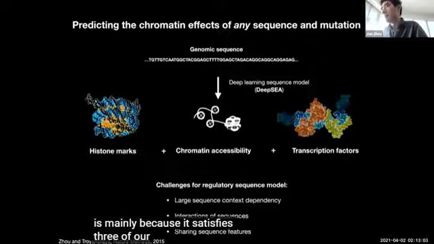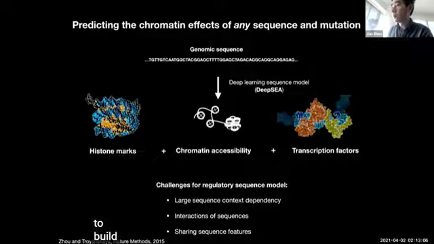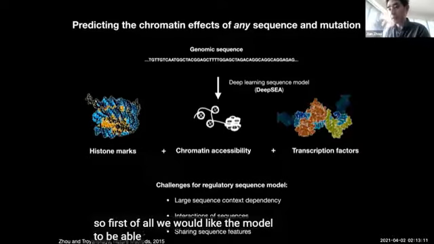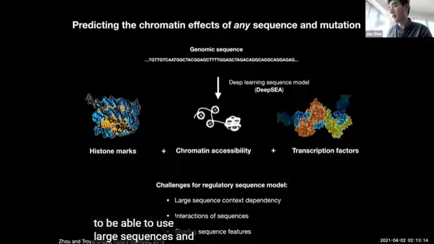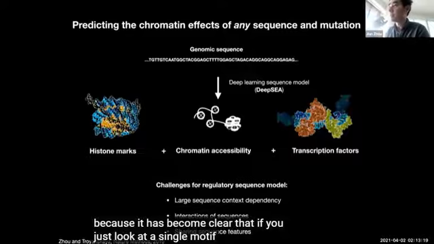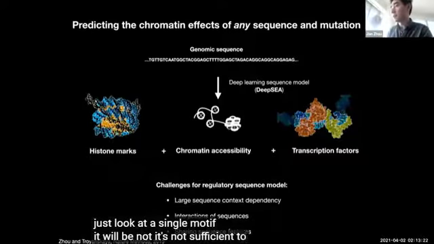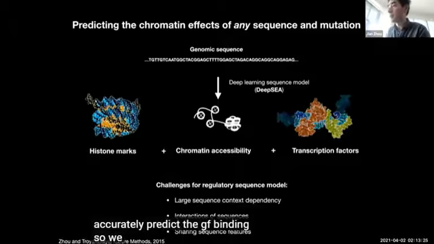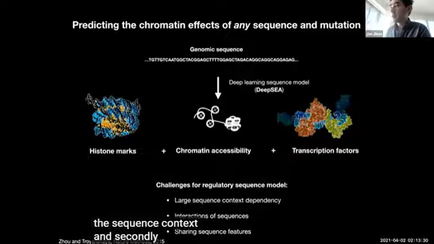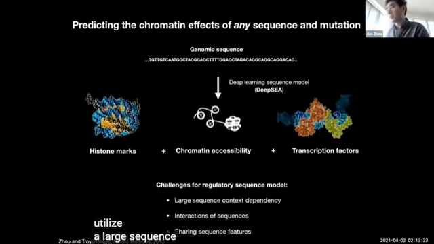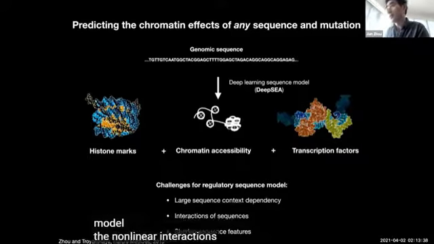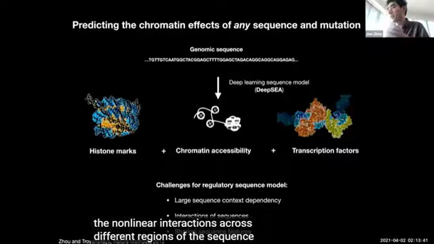three of our requirements that we want to build into our regulatory sequence model. So first of all, we would like the model to be able to use large sequences and long sequence context, because it has become clear that if you just look at a single motif, it's not sufficient to accurately predict TF binding. So we really would like to be able to utilize the sequence context. And secondly, because we would like to utilize a large sequence context, to use that efficiently, we have to be able to model the nonlinear interactions across different regions of the sequence.